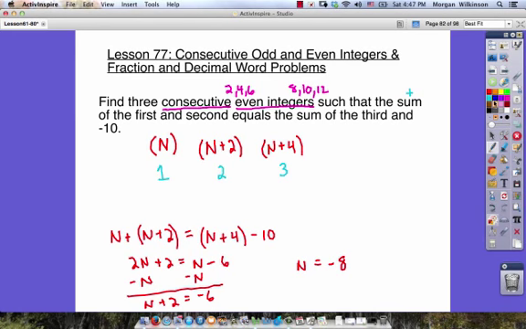If n is equal to negative 8, then we have 3 in a row. We must get negative 8 first. Then our second number must be negative 6. And then we get negative 4. Because when we have consecutive even integers, they've got to be getting bigger as we go, because we're adding 2, and then we're adding 4 to it. Let's go ahead and look at our next problem.